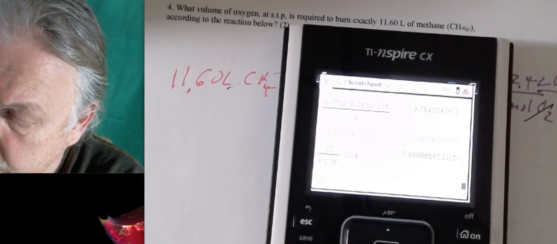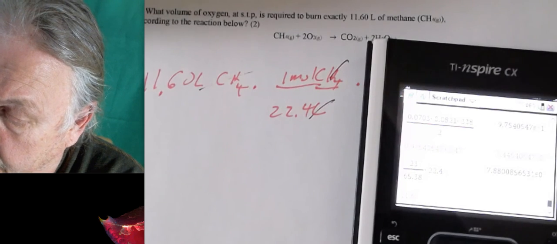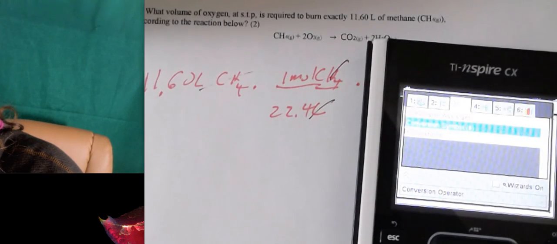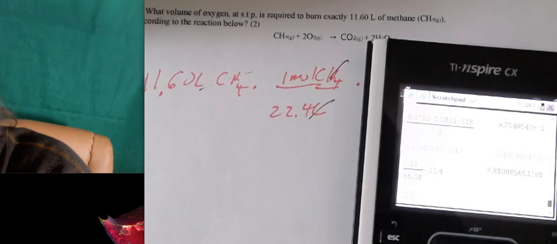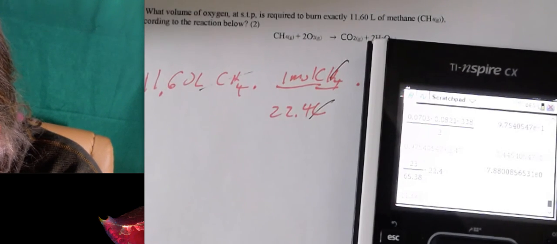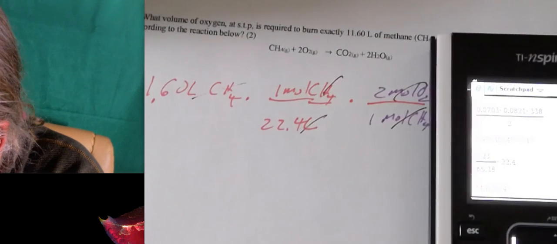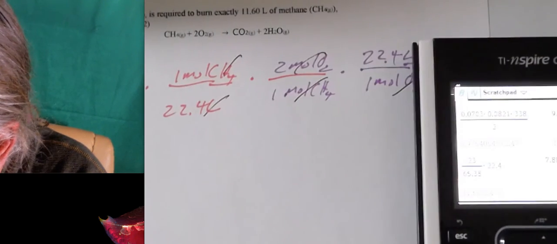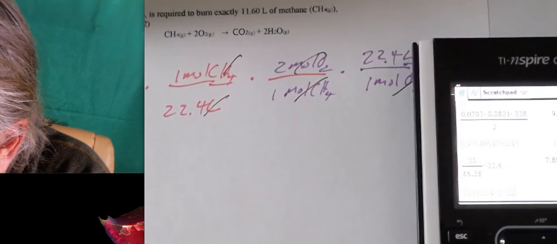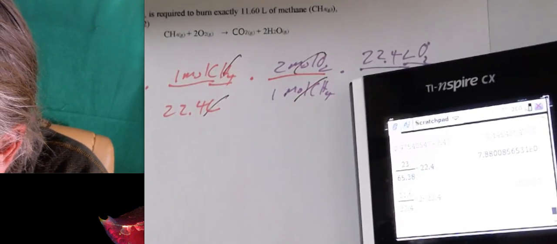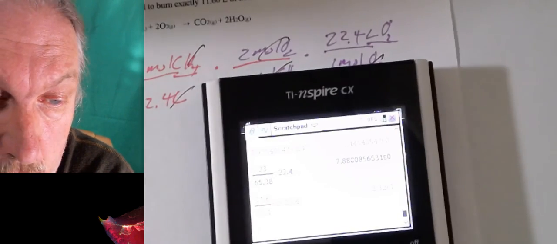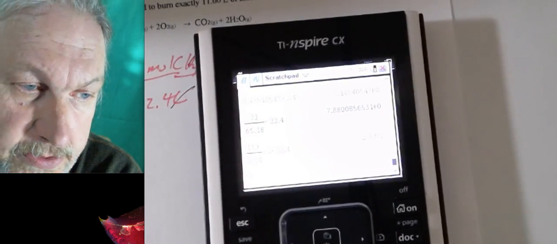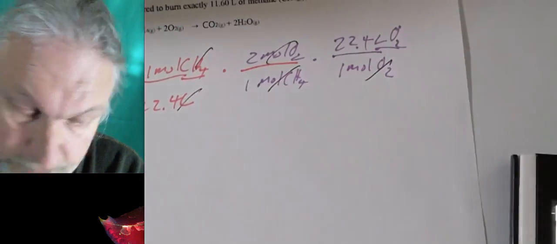I've got 11.6 divided by, oh, there's something wrong there. Back to calculate. 11.6 divided by 22.4, times 2, times 22.4, and that's going to give me 23.2 liters. I don't know if y'all can see that or not. 23.2 liters of gas.